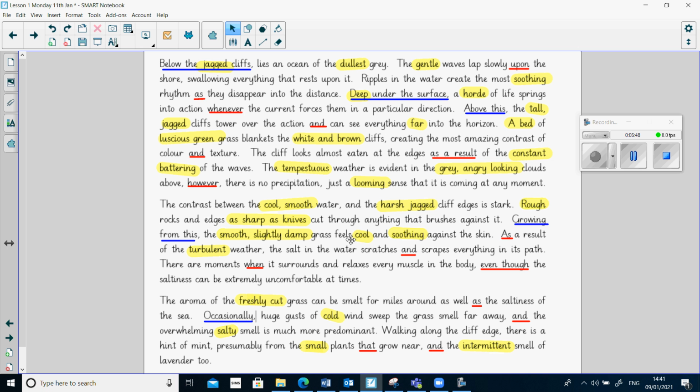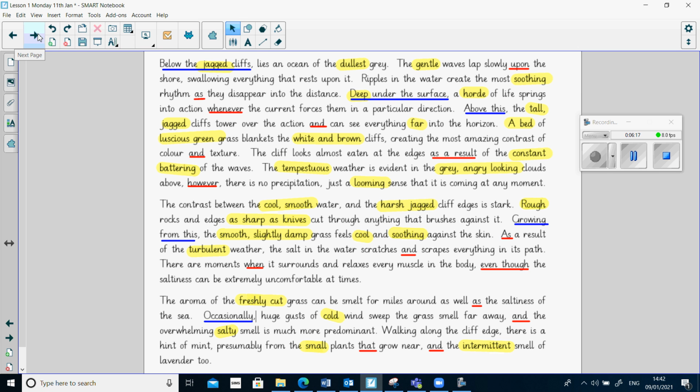And then a last thing that I have found at the minute are underlined in red: as, whenever, and, however. Can you remember what they are? Fab, they are conjunctions. And I know you use conjunctions quite well in your writing, but we're going to expand upon these this term and we're going to use a much wider variety and use them a lot more effectively.